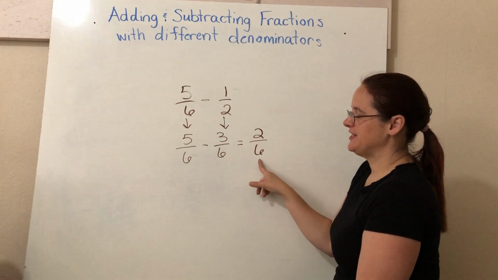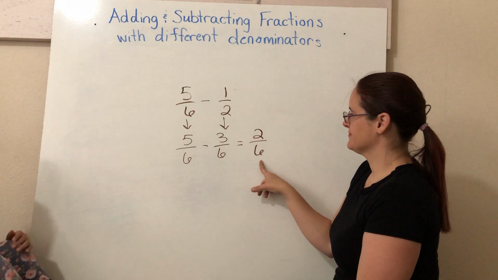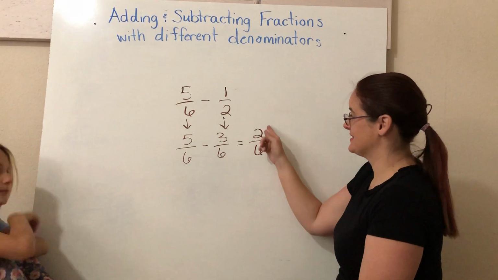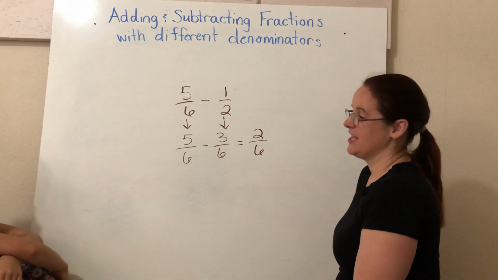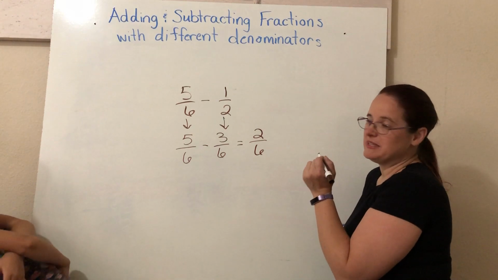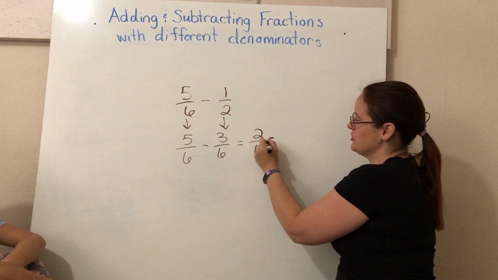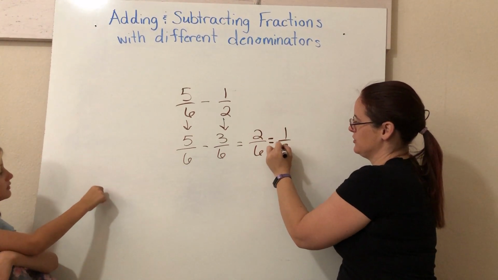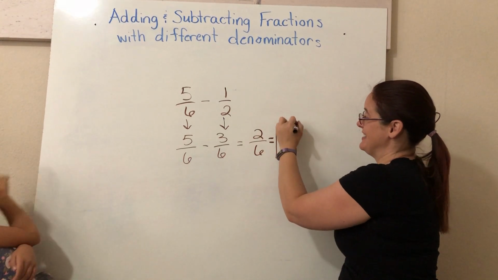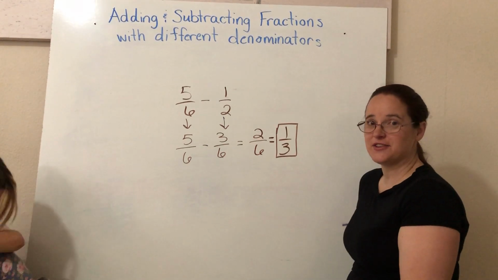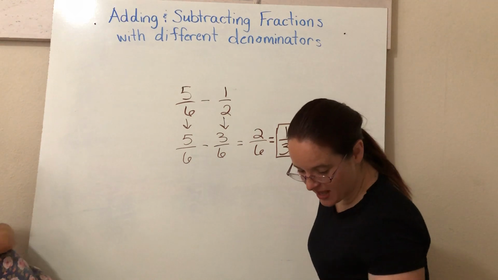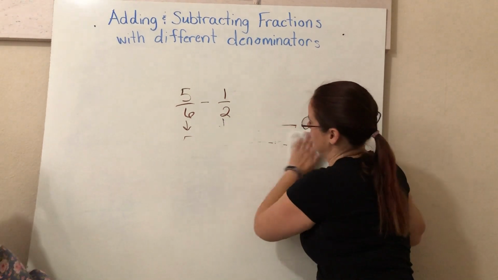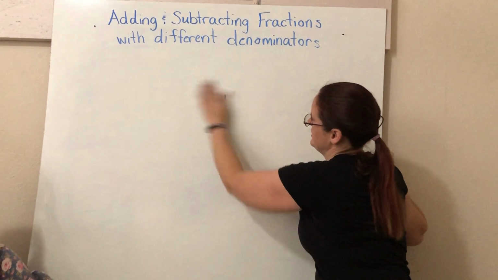Can I reduce this fraction? I can, because they're both even numbers. A third. So we call that simplifying the fraction. 2/6 is equal to 1/3, and this would be my final answer. All right, we have some practice problems for you here.